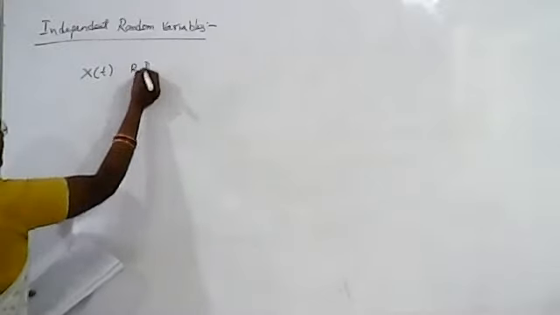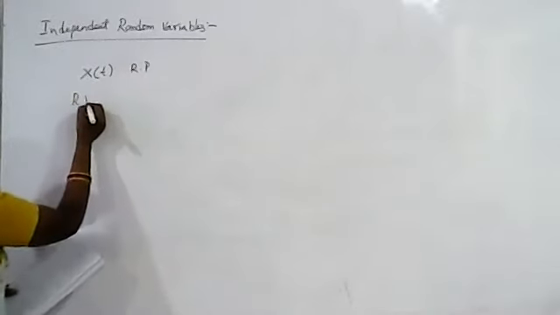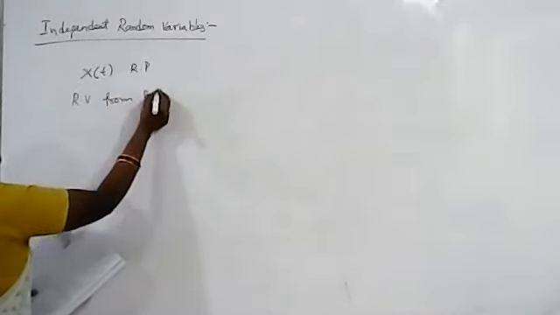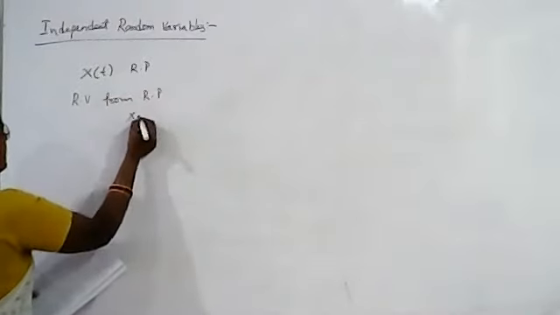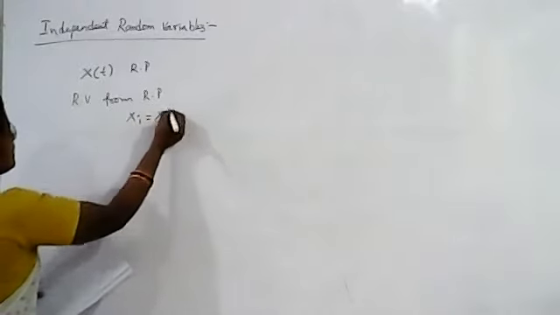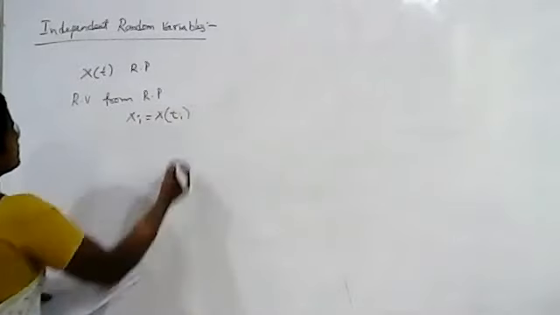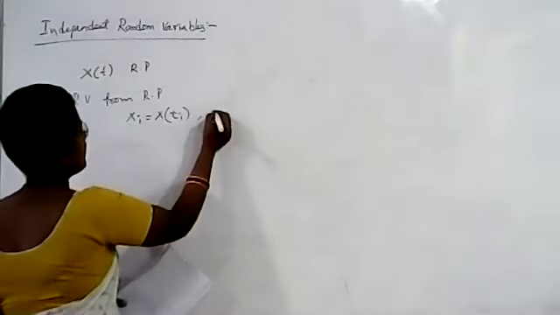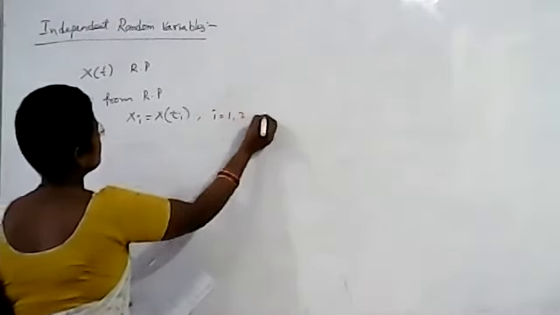Independent random variables. Now here we consider a random process X(t). So X(t) is a random process. Now we are getting the random variables from this random process, say X(ti). What is the random variable here? Xi from X(ti), where i is varying from 1 to n.